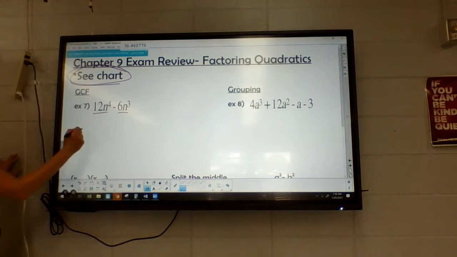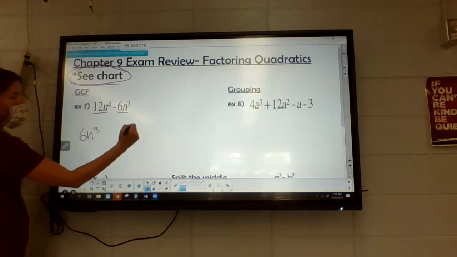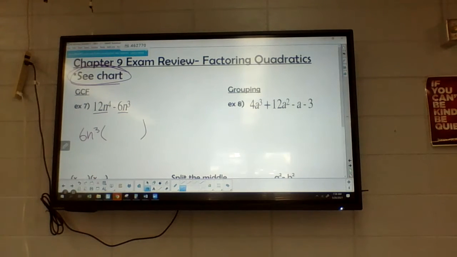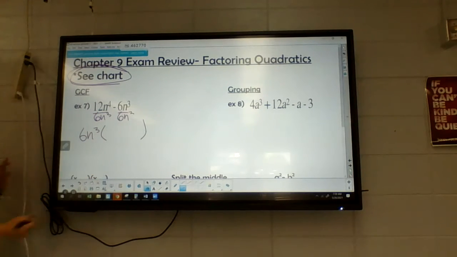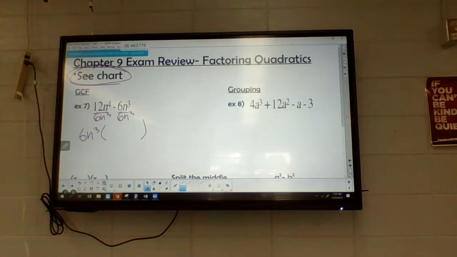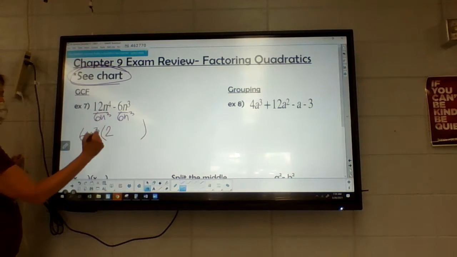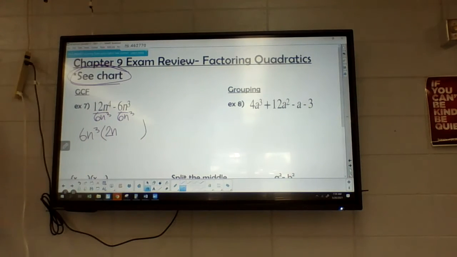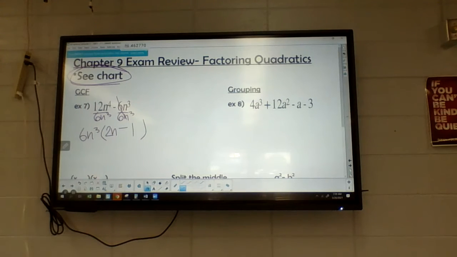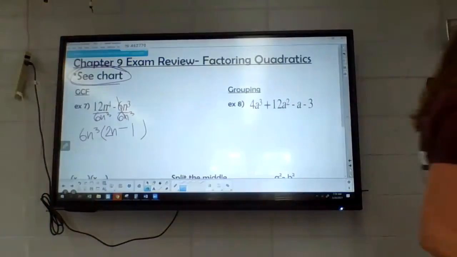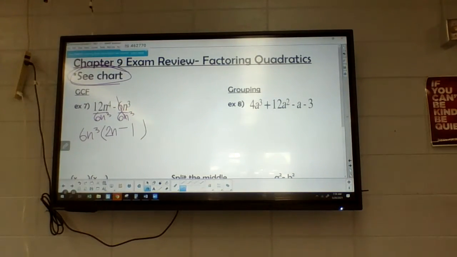Oh no, 6. 6, but how many n's? 3, because there's 3 that can come out of each of those. So I'm going to divide those out. 12 divided by 6 is going to be 2. n to the 4th over n to the 3rd is just going to be n. And then these will cancel, so we just write -1 from there. And that's it. So when it asks to factor by a GCF, that's all you have to do there, and you can stop.